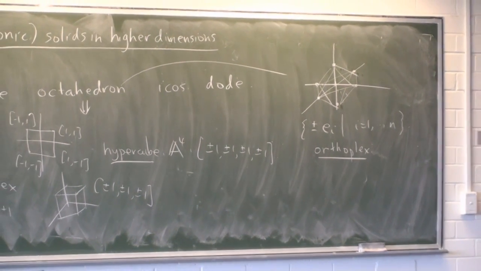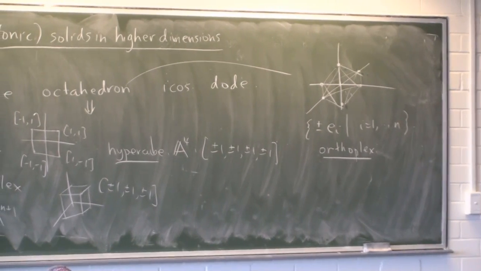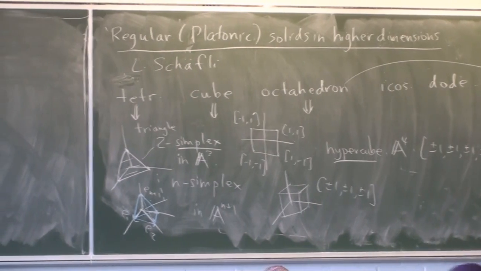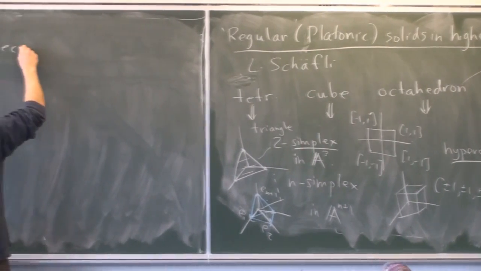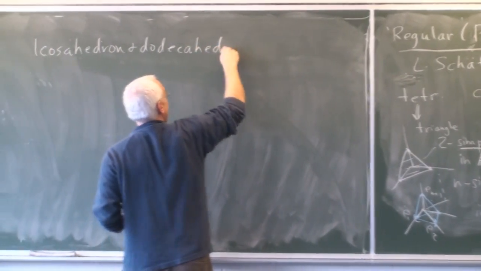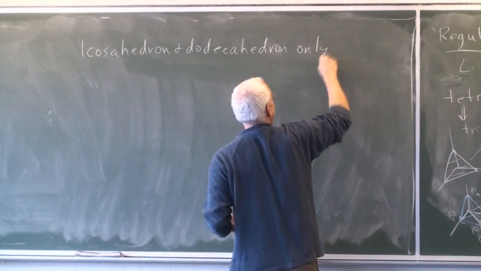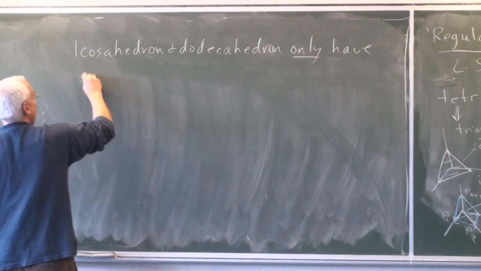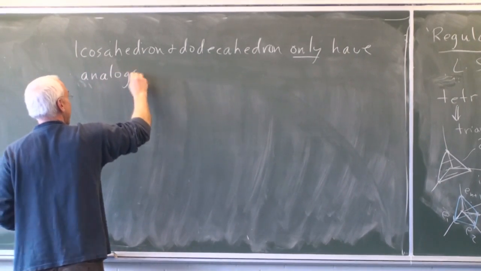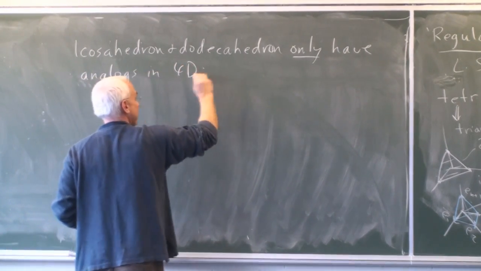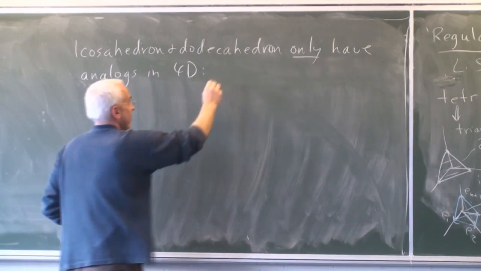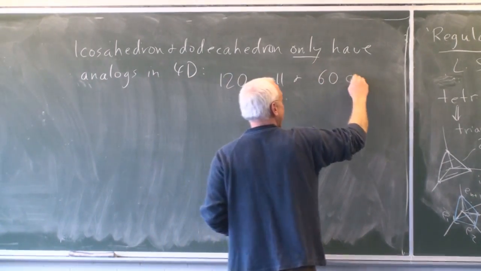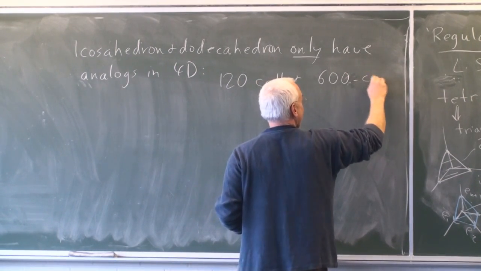So the icosahedron and the dodecahedron only have analogs in four dimensions. And they're called the 120 cell and the 600 cell respectively.